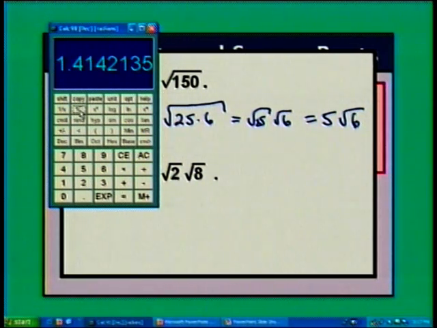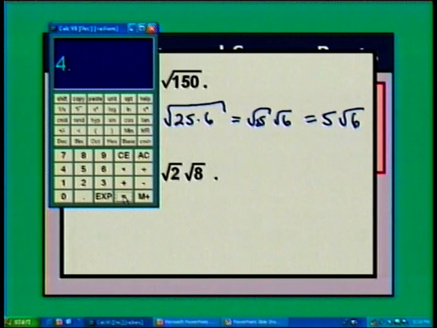Now suppose I asked you this question. What is the result of multiplying 1.4142135 with 2.8284271? I think your response would be along the lines of, are you nuts? I have no idea what those two numbers multiply to. Well, let's see what those two numbers multiply to. So I'm going to take the square root of 2, and I'm going to multiply by the square root of 8. Holy smokes! They multiply to this nice, neat number, 4.